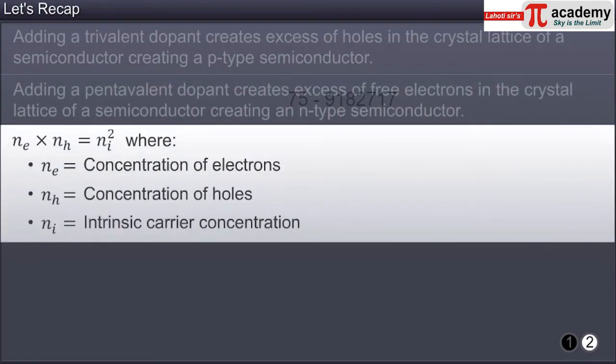At thermal equilibrium, Ne into Nh is equal to Ni square, where Ne, Nh, and Ni denote the concentration of electrons, concentration of holes, and intrinsic carrier concentration respectively.